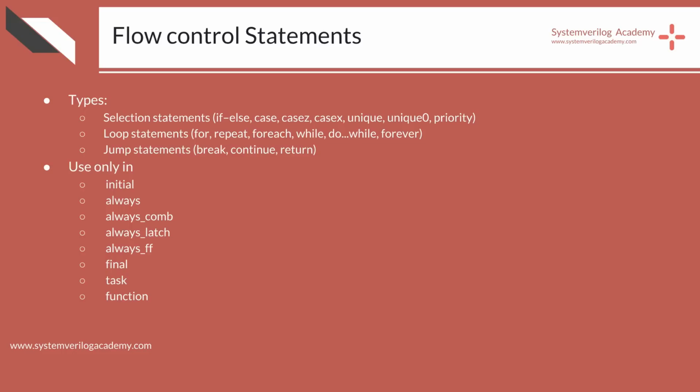There are three categories of flow control statements in SystemVerilog, which are selection, loop and jump statements. The selection statements are if-else, case, casex, casez, unique, unique0, and priority. Loop statements are for, repeat, foreach, while, do while and forever. Jump statements are break, continue, and return.